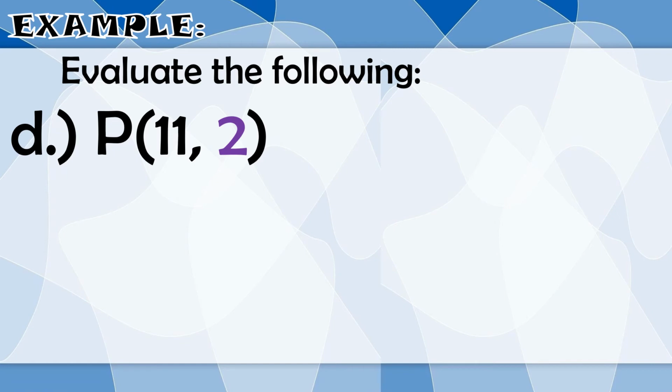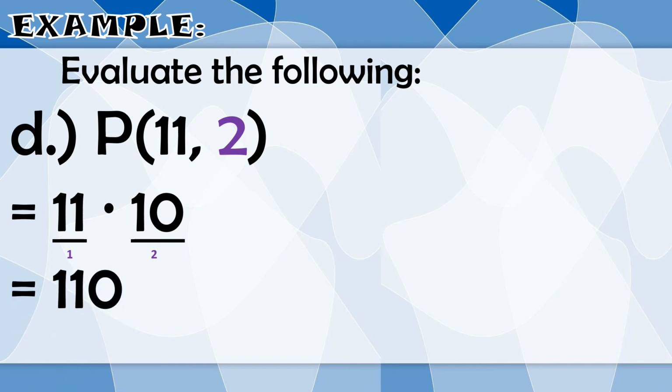Our fourth example, permutation of 11 and 2. So the value of n here is 11. So we need to start from 11. So we have here 11 times 10. Again, the first is 11 and the second is 10. The value of r is 2, so we need to stop at the number 10. And if we multiply 11 and 10, the answer is 110.